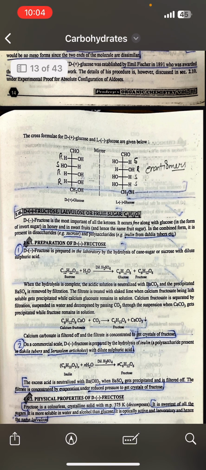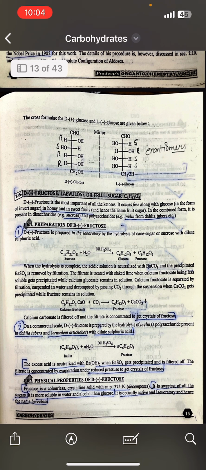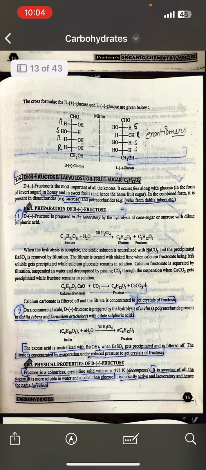D(-)-fructose, or fruit sugar, has the formula C6H12O6. It is the most important of all the ketoses. It occurs free along with glucose in the form of invert sugar in honey and in sweet fruits. In the combined form, it is present in disaccharides and polysaccharides. Preparation of fructose.